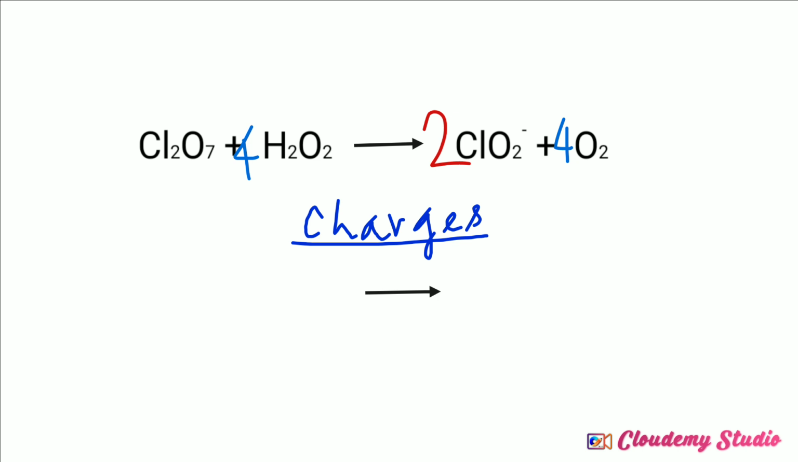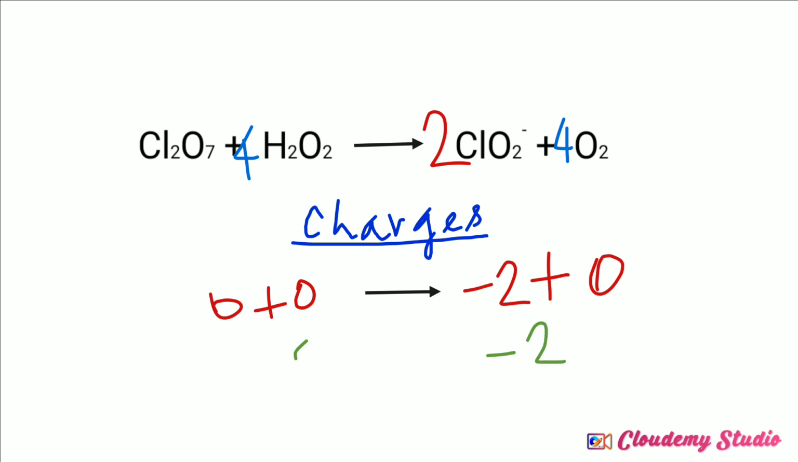Now we can check the charges. The left hand side, dichlorine heptoxide, is a neutral compound, so the charge is 0. The next one, hydrogen peroxide, is also a neutral compound, the charge is 0. The right hand side, chlorite ion, has 1 negative charge, and it has a coefficient 2, so the charge will be -2. The next substance is oxygen. It's a neutral substance, so no charge. So when we simplify, the right hand side total charge is -2, but the left hand side total charge is 0. So they are not equal.